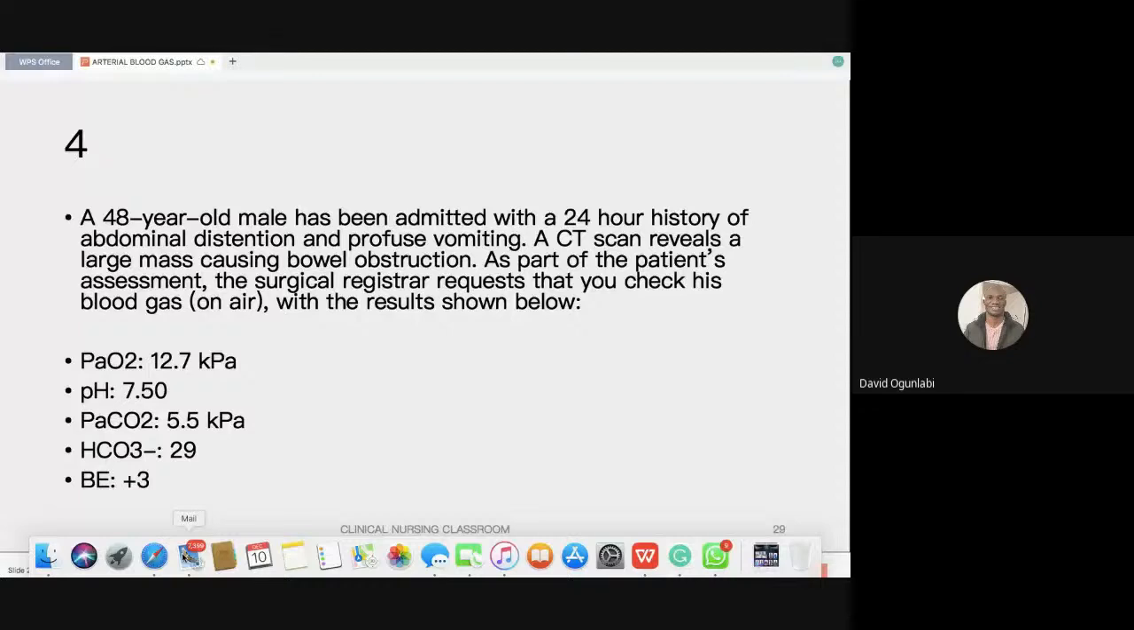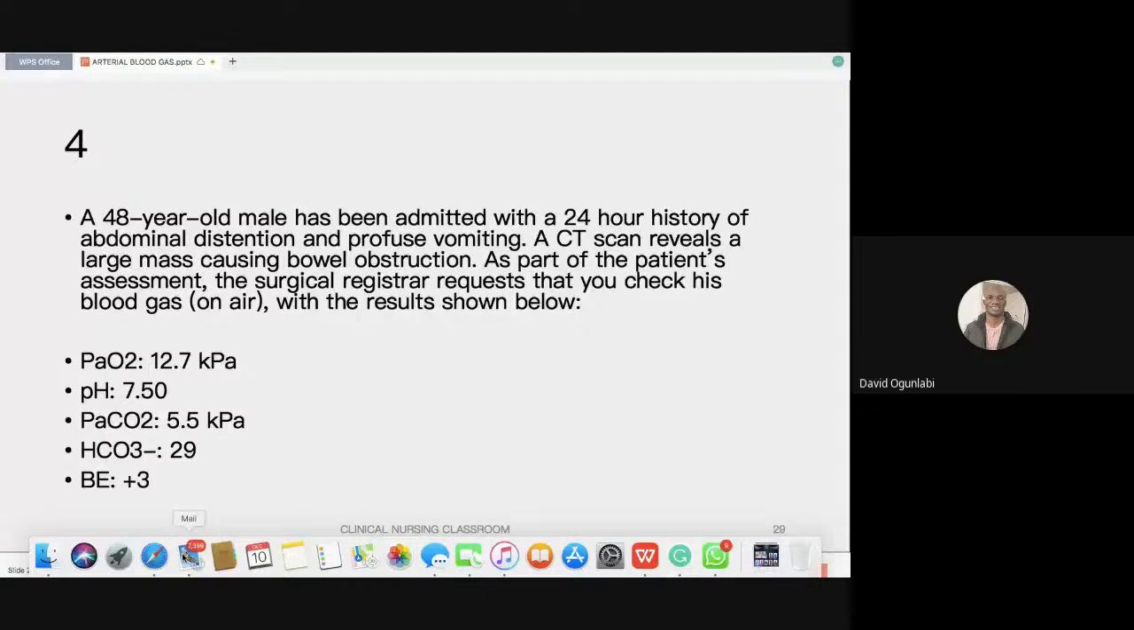The normal level of PaCO2 is 4.7 to 6. So PaCO2 less than 4.7 is alkalosis. PaCO2 greater than 6 is acidosis, because we already said that CO2 continually interacts with water to form carbonic acid. So the higher the CO2, the more acidotic the blood is. Bicarbonate level is between 22 to 26. Bicarbonate of greater than 26 is alkalosis. Bicarbonate of less than 22 is acidosis.